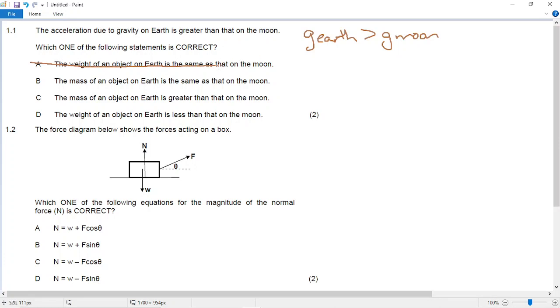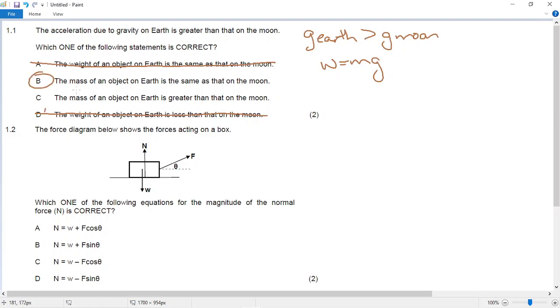No, this is incorrect because how do we calculate weight? Weight is equal to mass times the acceleration due to gravity. So this one is wrong, and this one, the weight of an object on Earth is less than that on the Moon, is also wrong because on Earth the gravity is bigger, so the weight is bigger. But the one we are looking for is B.